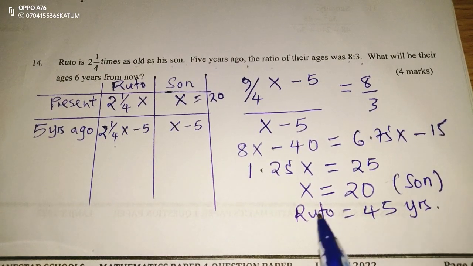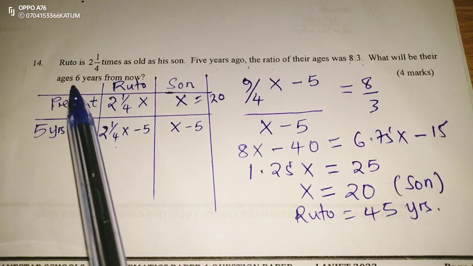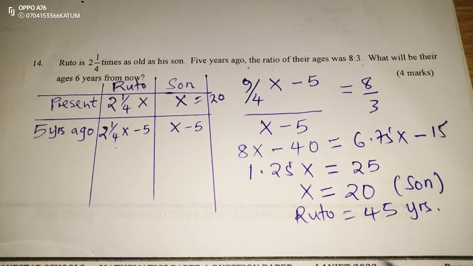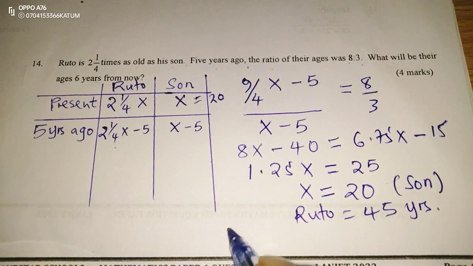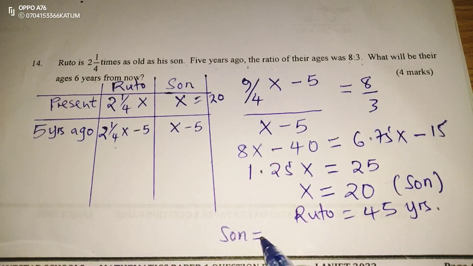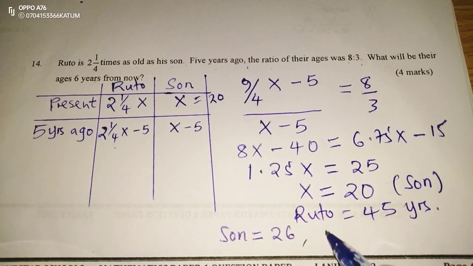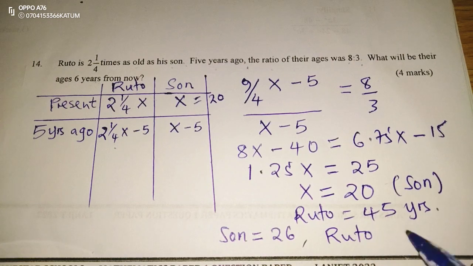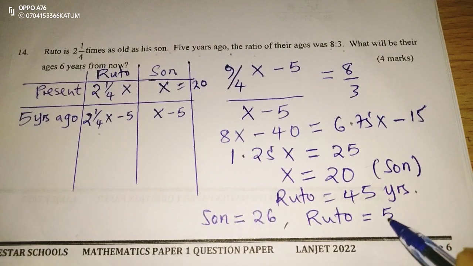This is the present ages. What will be their ages 6 years from now? Everybody will add 6. So the son is going to be 26, and the father, who is Ruto, is going to be 51 years.